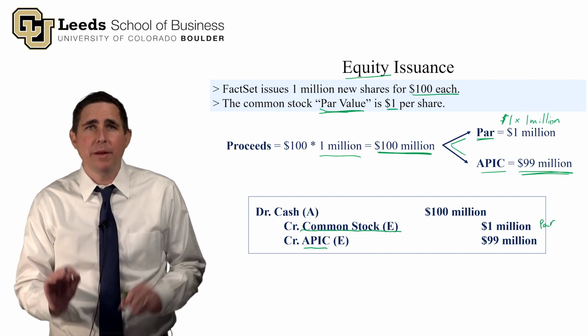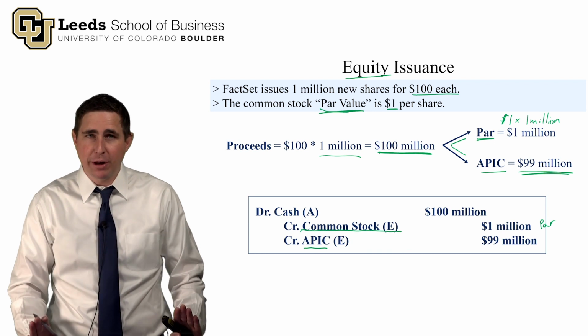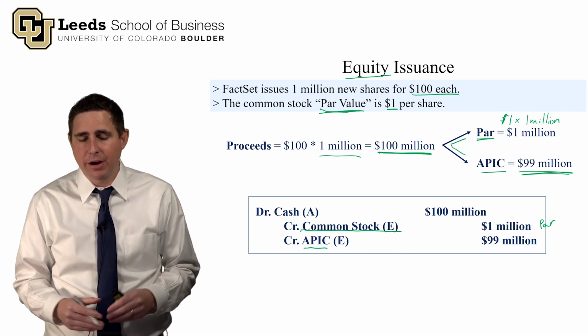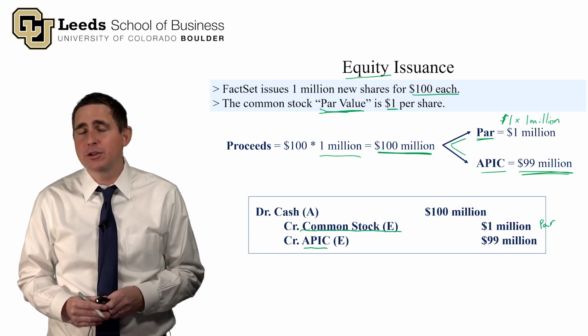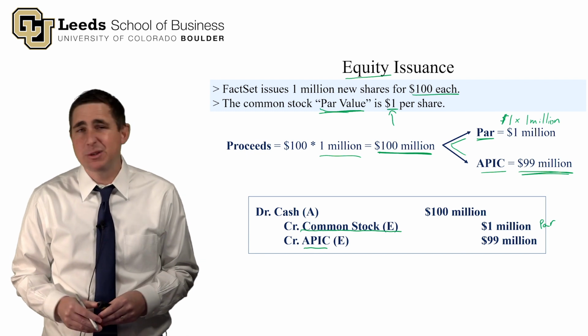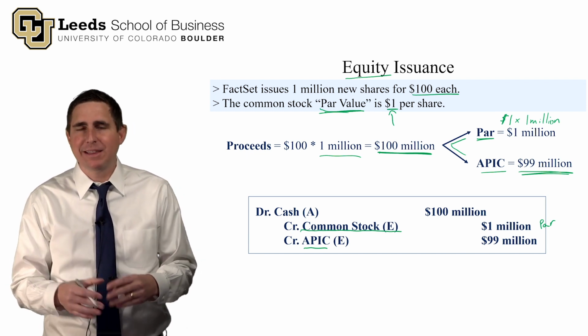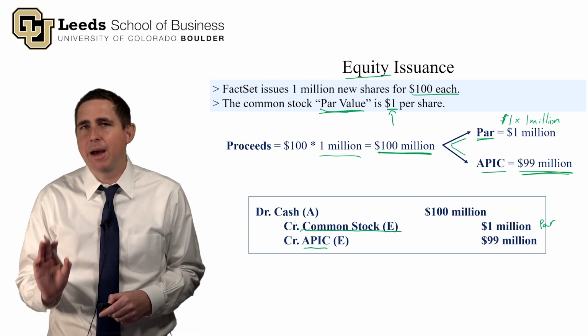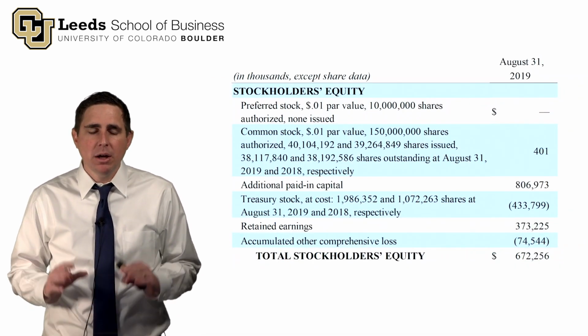Now, this would be the journal entry for FactSet when they issue 1 million new shares at $100 each, and their par value is $1 per share. I'm going to show you their balance sheet real quick, and let me just tell you I was lying. FactSet's par value is actually 1 penny, but I just wanted to make the calculation a little bit easier, so I said it was $1. But let me show you what FactSet's balance sheet looks like. Here's what it looks like.